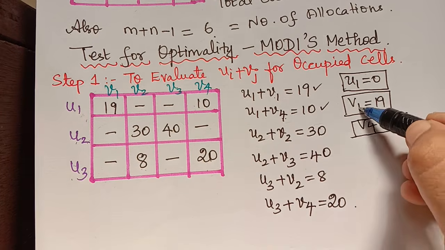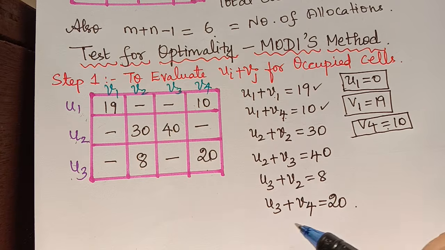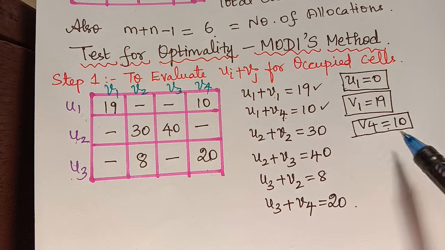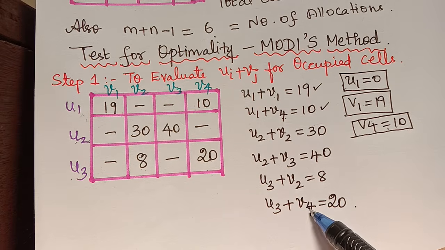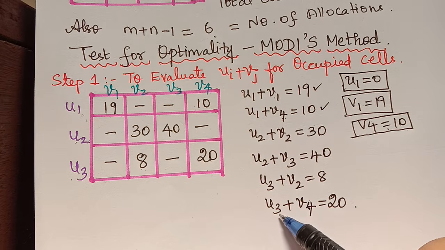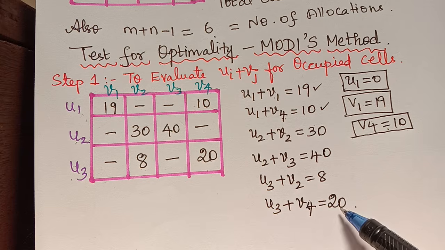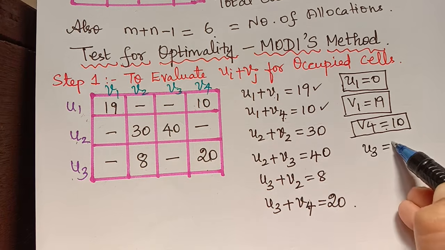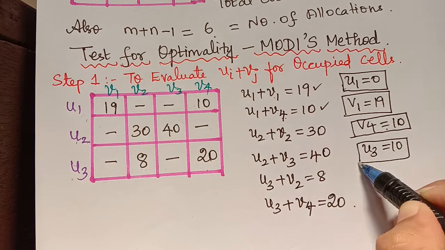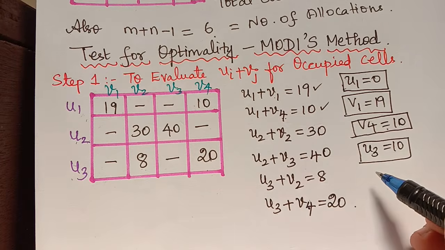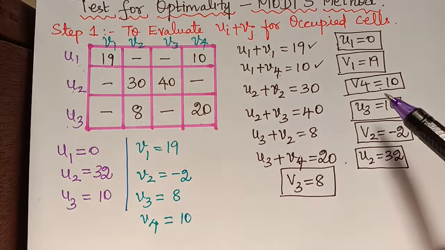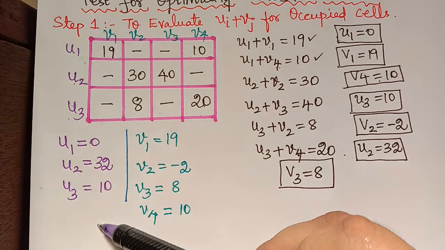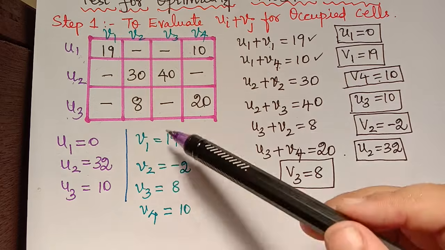Now wherever v1 is available, let us substitute that and we will obtain the other value. So v4 is available here. When we substitute 10 here, u3 will be equal to 20 minus 10. So u3 will be equal to 10. Similarly, doing like this, we have to evaluate all the other remaining values. So we have evaluated all the remaining values in the same method, and I have written u1, u2, u3, v1 to v4 over here.